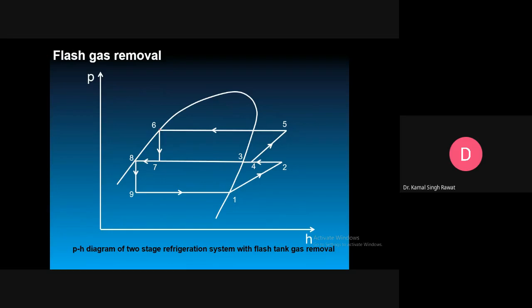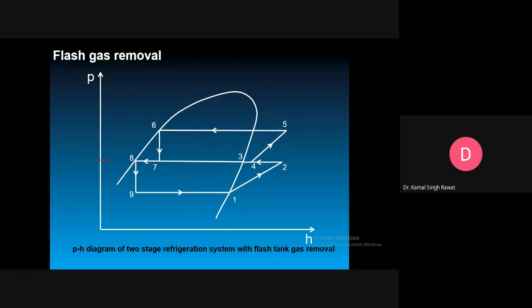At point 6, we have saturated liquid. This saturated liquid expands in the isenthalpic process, and the liquid and vapor are separated. So at point 8, we have a saturated liquid at intermediate pressure, and this liquid expands in the isenthalpic process or throttling process, and pressure is decreased from the intermediate pressure to the evaporator pressure. So at point 9, we have a liquid-vapor mixture at evaporator pressure, which enters the evaporator, where it absorbs heat and the liquid refrigerant boils and converts into saturated vapor.